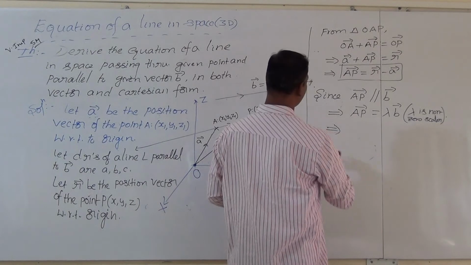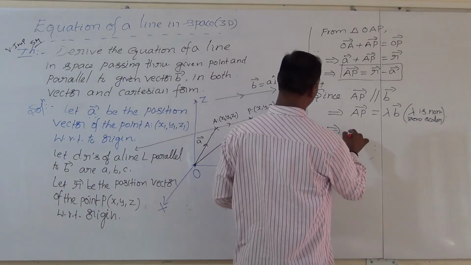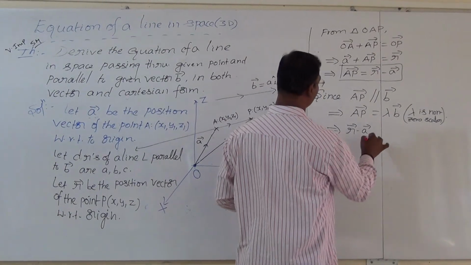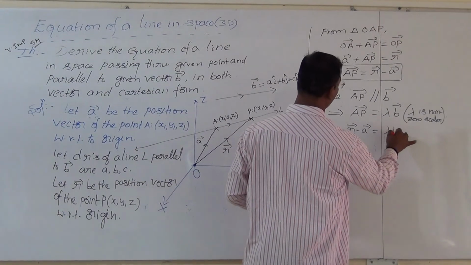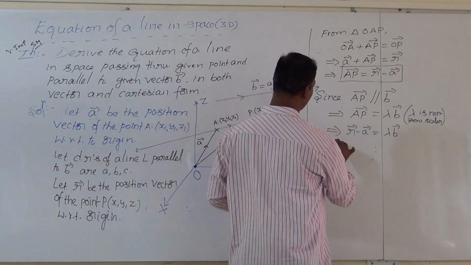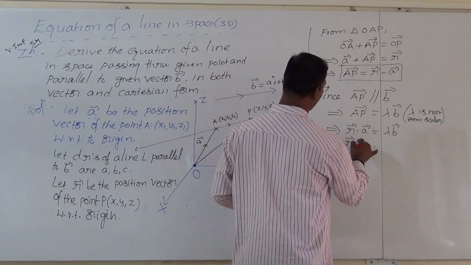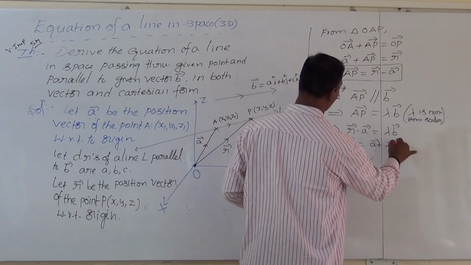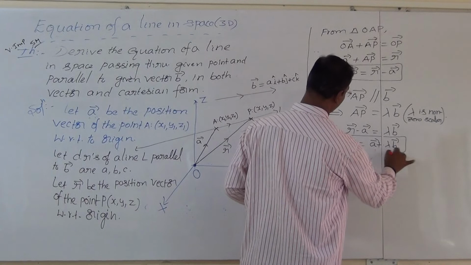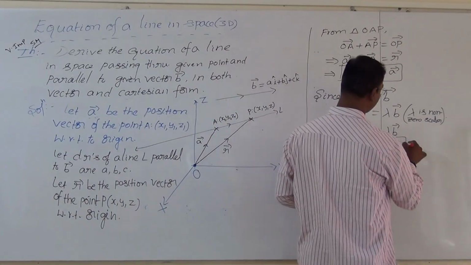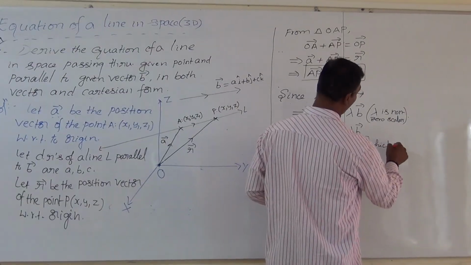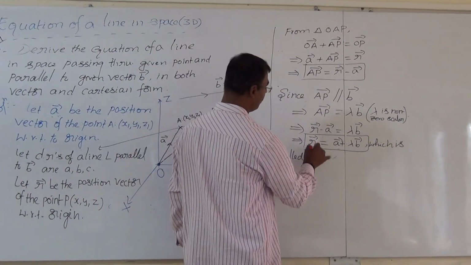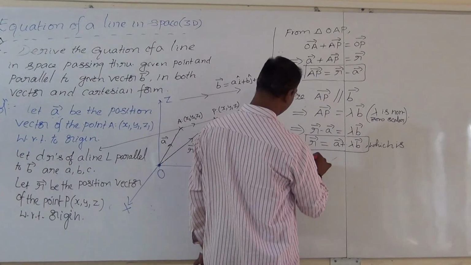Now we got AP vector is equal to R vector minus A vector, which is equal to lambda times B vector. This implies R vector is equal to A vector plus lambda times B vector. Which is called the equation of a line.